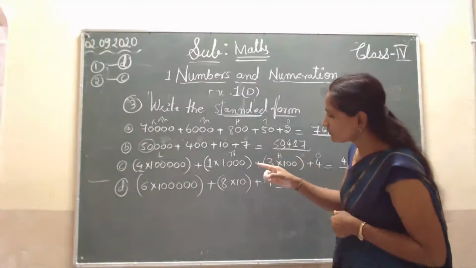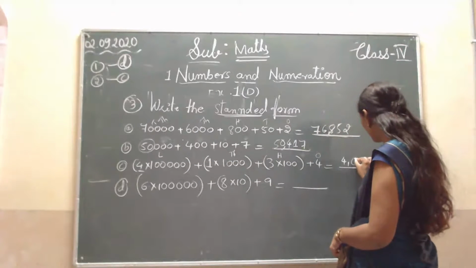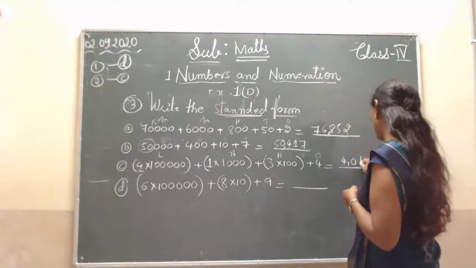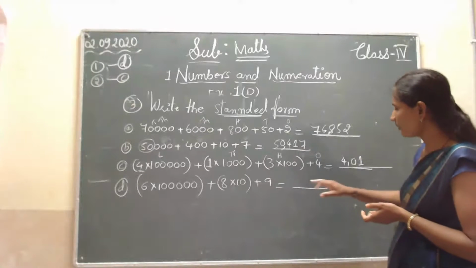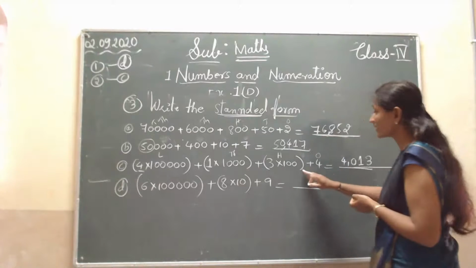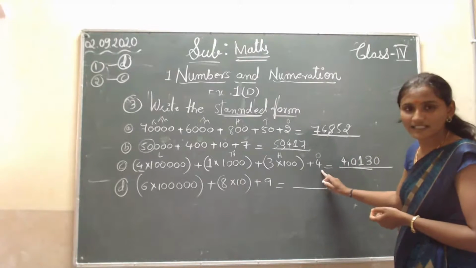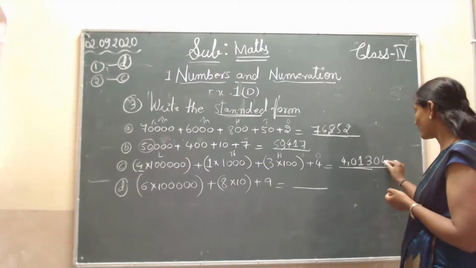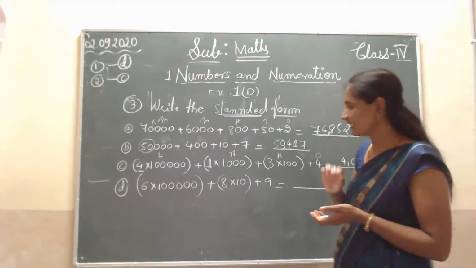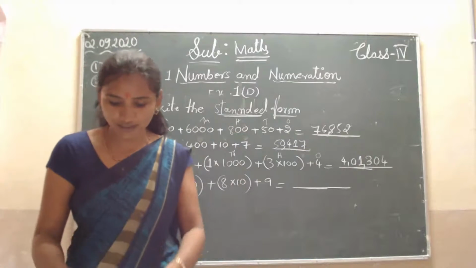But here 10,000 is not given, students, so we will write here 0. But 1,000 is given, that is 1,000. Next, how many hundred? That is 300, so we will write 300, but tens not given, so we will write 0. But the ones place is given, that is 4. So ones, tens, 100, 1,000, 10,000, lakh: the answer is 4,01,304.